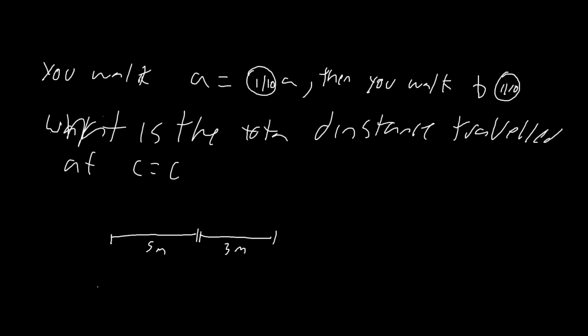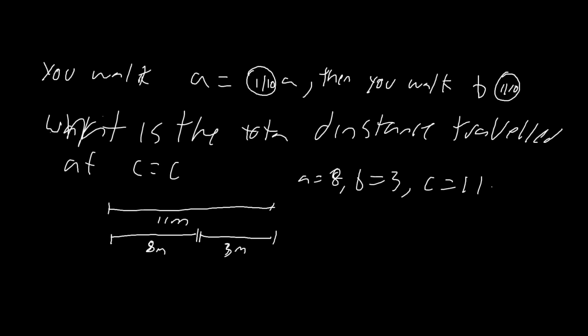Or let's say 8 meters. And then you walk an extra 3 meters to a destination. What is the total meters? Which is going to be 11 meters. So if A equals 8, B equals 3, C equals 11 meters.